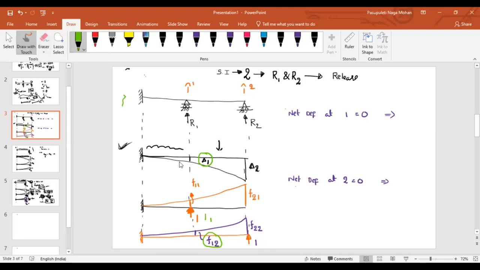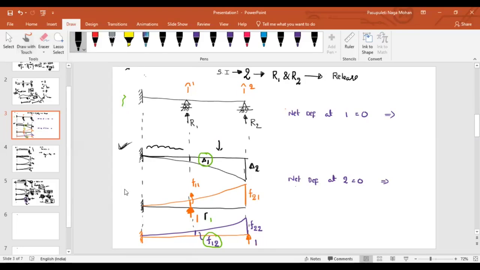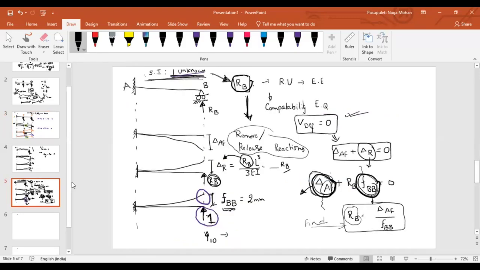F11. Now, instead, if you apply a reaction R1, can you tell me how much deflection is possible here? If you apply unit force, what is the deflection that is possible? F11. Now what I am asking you, instead of 1, if I multiply with R1, how much deflection is going to be possible here? We already discussed that if you apply unit force, 2 mm, if you apply a 10 force, how much it will be? 2 into 10, 20. If you apply multiplied by R1, then what is the net value?